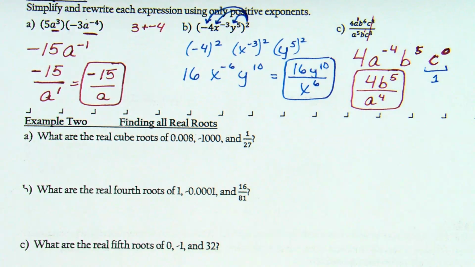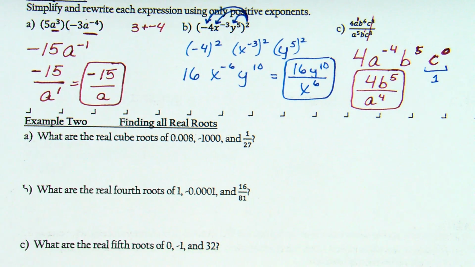So, A, note the question, what are the real cube roots? And then there's 3 problems there. 0.008, negative 1,000, and 1/27. So what does it mean to find a cube root? Okay, so we're not doing a square root here, I'm doing a cube root. So I have to multiply 3 times.